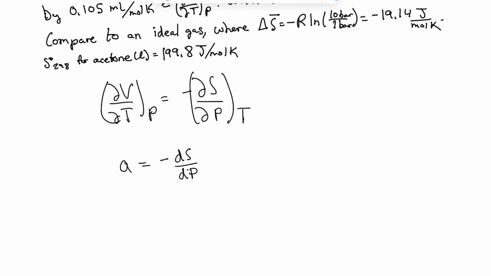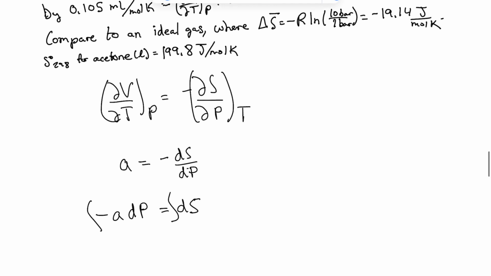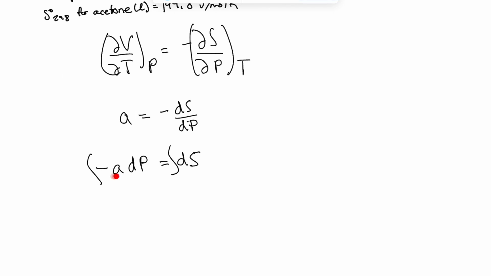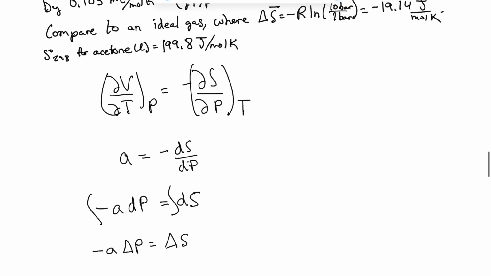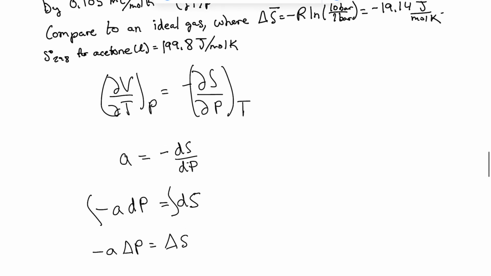And now my calculus here is pretty straightforward. If I multiply both sides by dP, and multiply through by a negative sign, I get negative a dP is equal to dS. Integrate both sides. Since a is a constant, it will come out of the integral. And again, I just get negative a ΔP is equal to ΔS. Again, I do have the same sort of units issue I had before. Since a is 0.105 milliliters, I'm going to convert that to liters, but not too bad. Maybe I'll rewrite it this way.